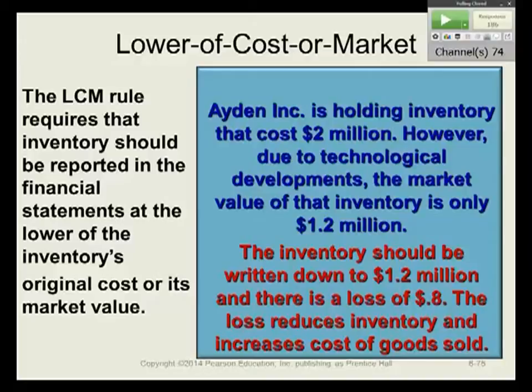Now, to show you what we were doing, this is one of the homework questions we were doing during office hours today. When you look at merchandise inventory for this company, the merchandise inventory was $2 million. Now we tell you that the market value is 1.2. This is known as replacement cost.